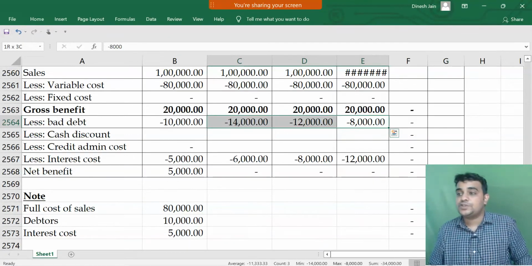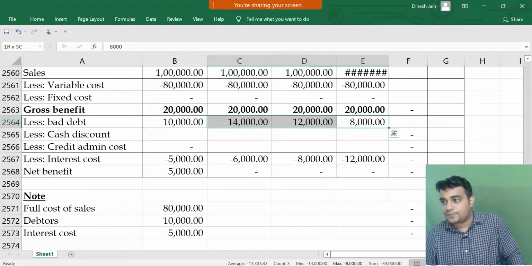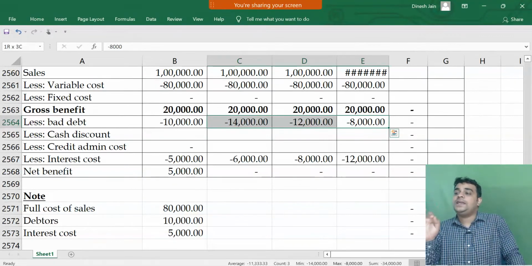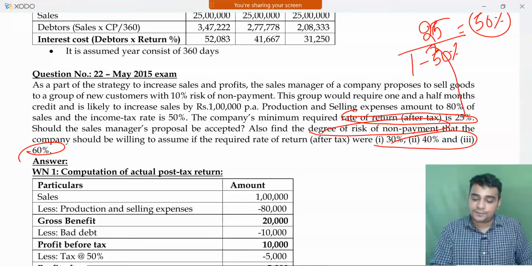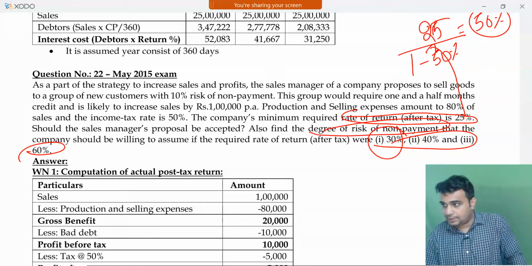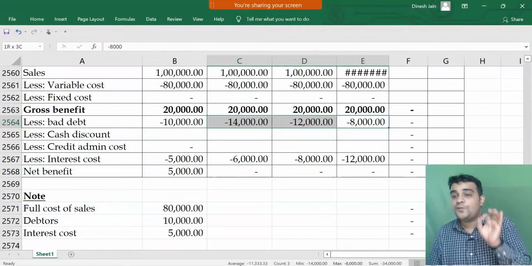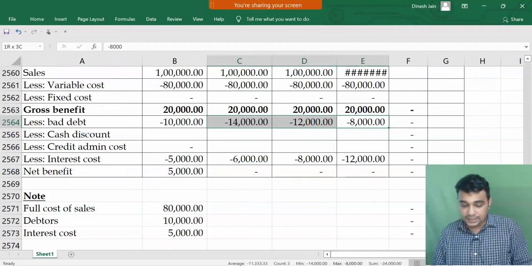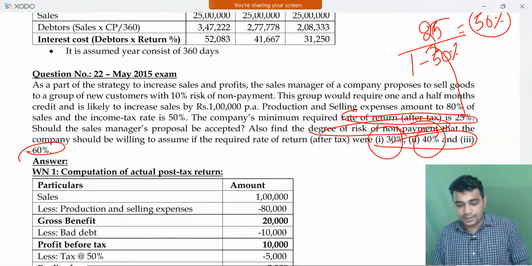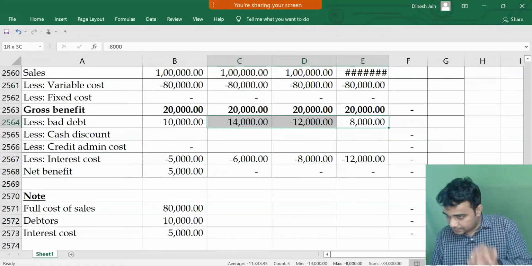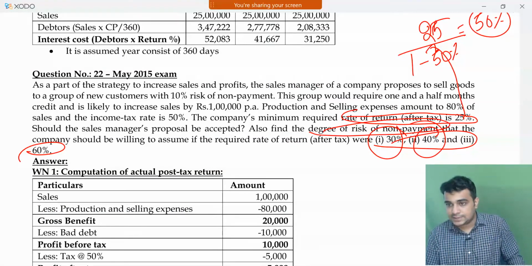Indirectly, 14,000 means 14% risk of non-payment. 14,000 is 14,000 on sales of 1 lakh. If there is a 14% risk of non-payment, it is possible that I will earn a return of 30% after tax. If there is a 12% risk of non-payment, I will earn 40% return. And if there is an 8% risk of non-payment, I will earn 60% after tax.